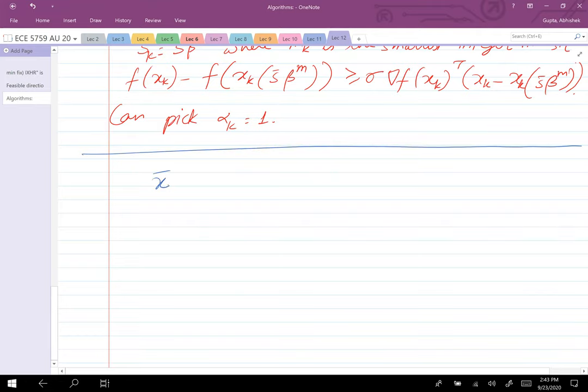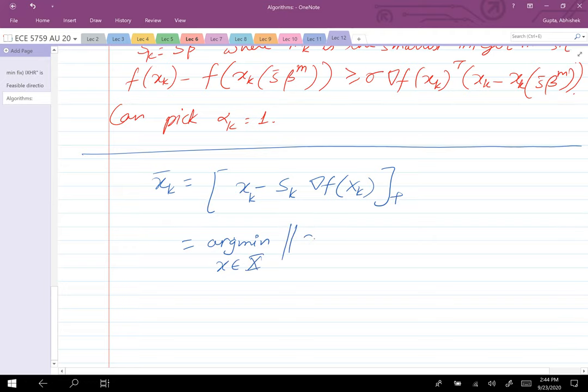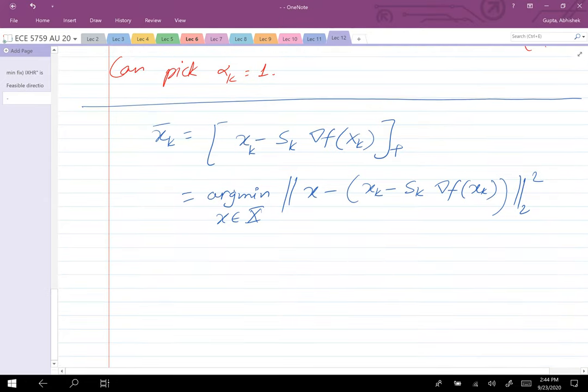So let's think about it. Your x bar k is given by the projection of xk minus sk gradient of f(xk), which is the argmin over x in capital X of the norm of x minus (xk minus sk gradient of f(xk)) squared, the 2-norm. Okay, so this is the usual projection. I'm writing this projection operation as a minimization problem.